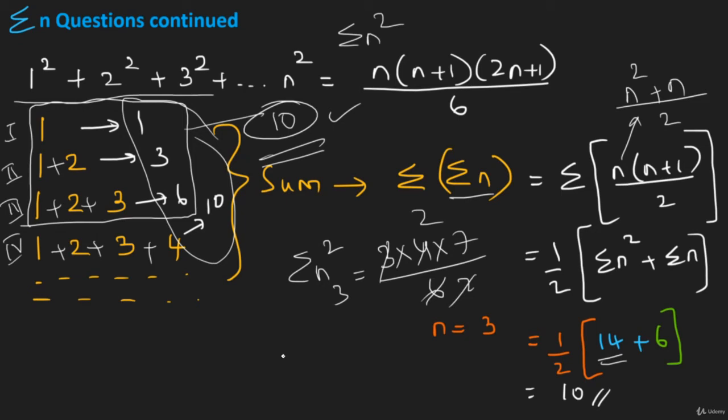Similarly, what is sigma n? It's n into n plus 1 by 2, and when n is equal to 3, sigma n is 3 into 4 by 2. That gives you 6. That's your 6 over here. Therefore over here you get your answer as 10, which is the same value if you take the first 3 terms of 6 and add them up. That's 1 plus 3 plus 6.